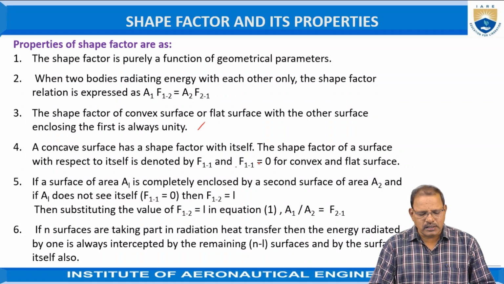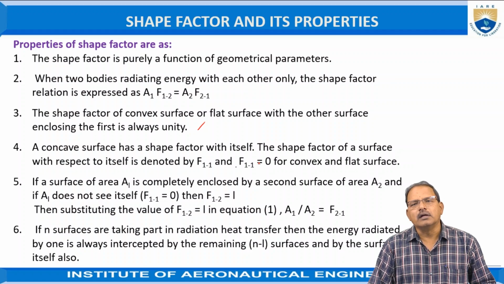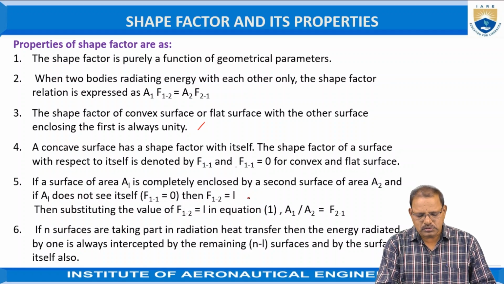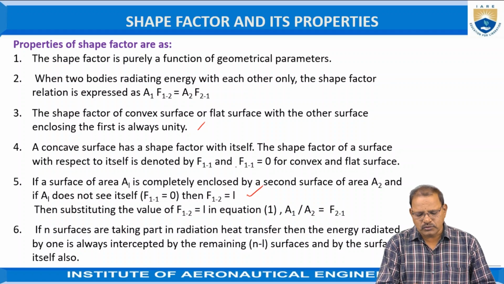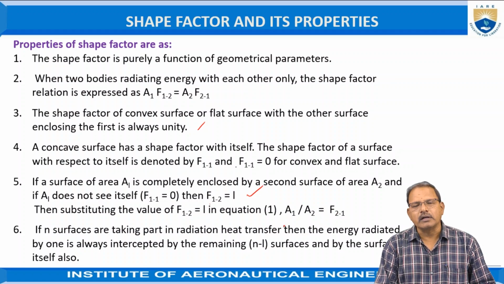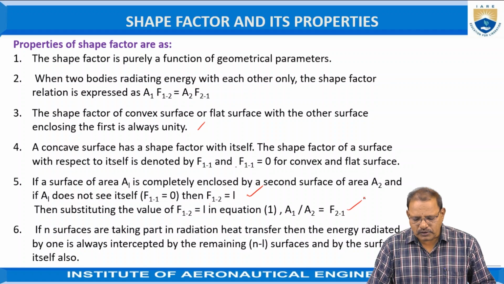If a surface area A1 is completely enclosed by a second surface A2 and if A1 does not see itself, then the shape factor F11 equals 0 and F12 is equal to 1. Substituting the values of F11, F12 in equation number 1, we get A1 by A2 is equal to F21 now. That is the shape factor from 2 to 1.